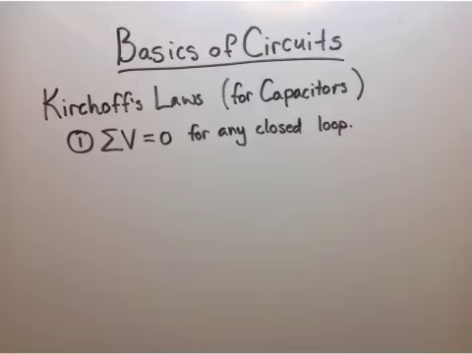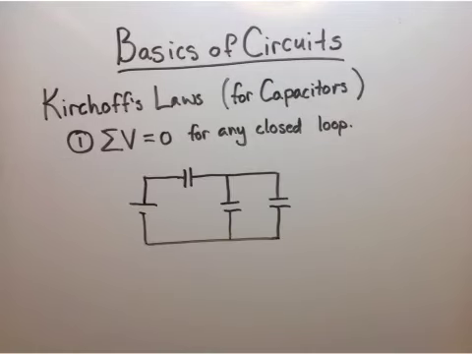So every circuit can be analyzed using Kirchhoff's laws. I'm phrasing them here maybe slightly different from how we'll do them later in the unit, because we're going to use them for capacitors first. So his first law says, the sum of the volts equals 0 for any closed loop. Oh, what the heck does that mean?